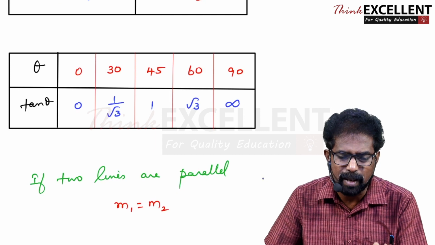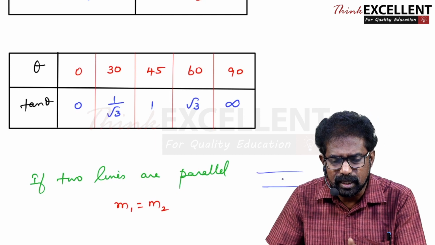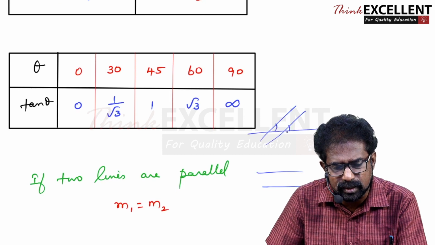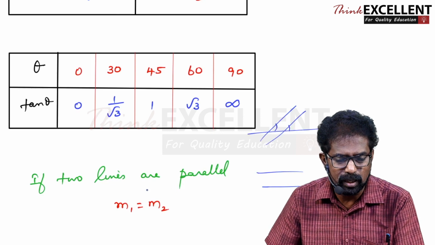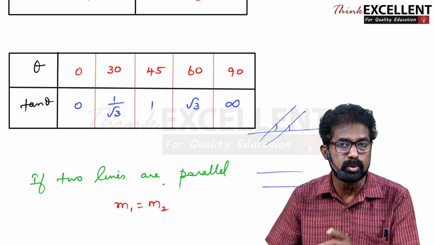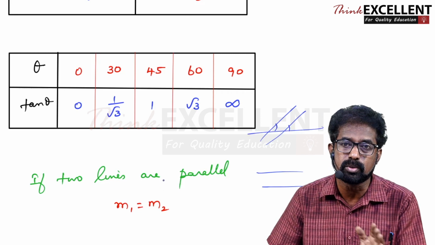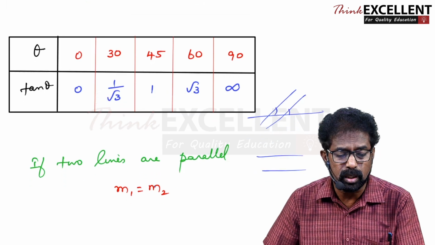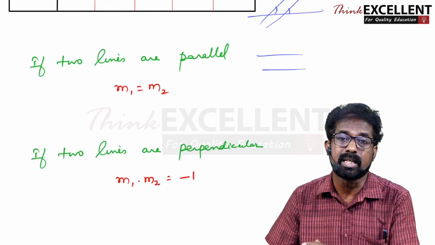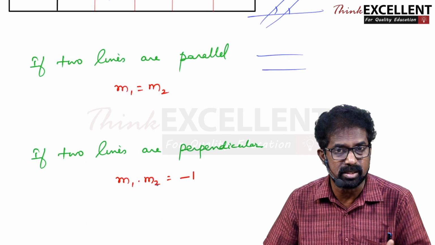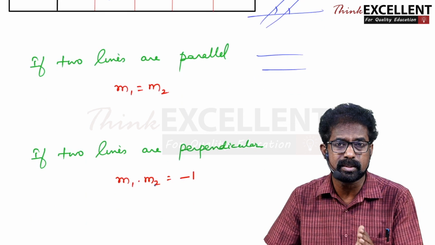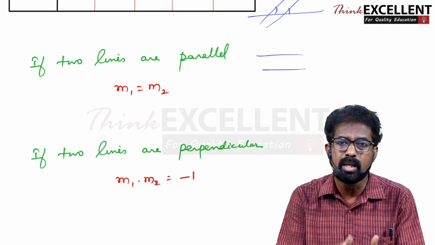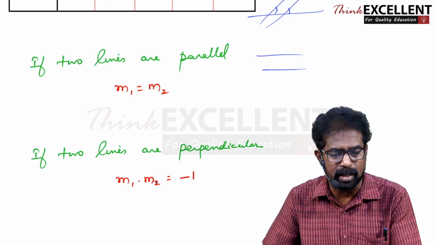If two lines are parallel, then the inclinations are the same. Okay, the same inclination. The same thing here also, right? So if two lines are parallel, m1 equals m2. m1 is the slope of the first line, m2 is the slope of the second line. Okay, two lines are parallel. If two lines are perpendicular, the product of the slopes equals -1. m1 into m2 is equal to -1. If two lines are parallel, m1 equals m2. If two lines are perpendicular, m1 into m2 is equal to -1.